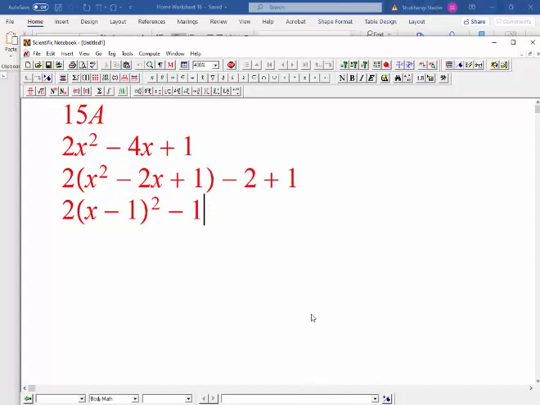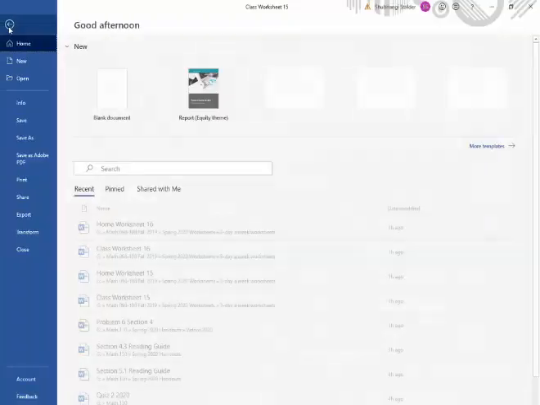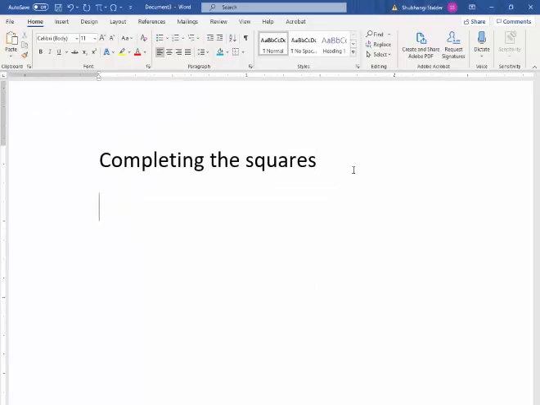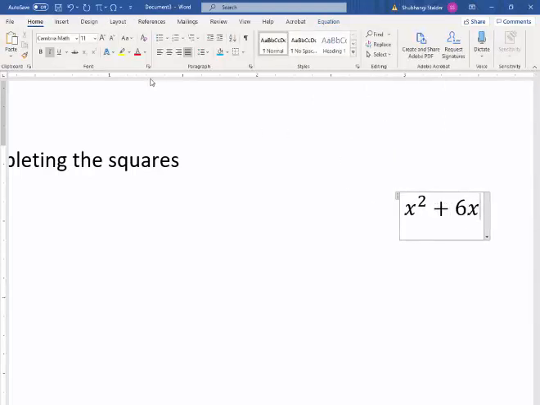So completing the square literally means completing the square. So for example, let's see. Let's get a blank sheet here. All right, completing the squares. So if you're completing the squares and I said, let's do x squared plus 6x. And I ask you, I want to complete the square. What the heck does it even mean?